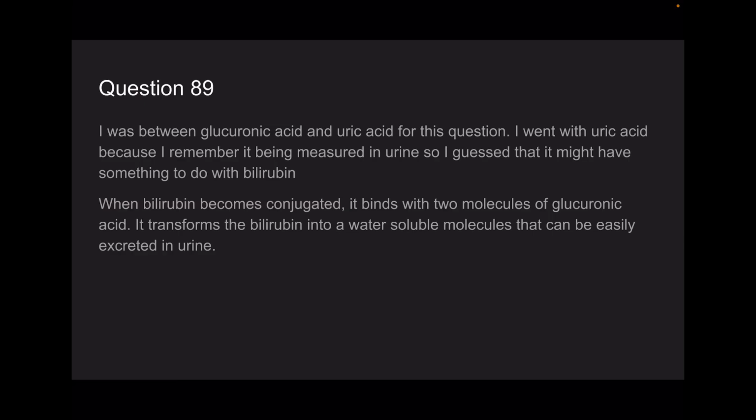When bilirubin becomes conjugated, it's combining with 2 molecules of glucuronic acid. This transforms it into a water-soluble molecule, so it's more easily excreted in the urine.